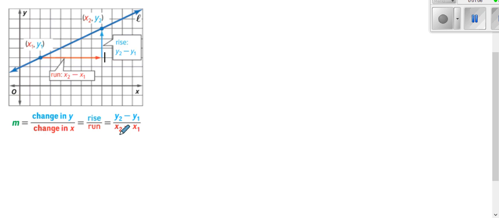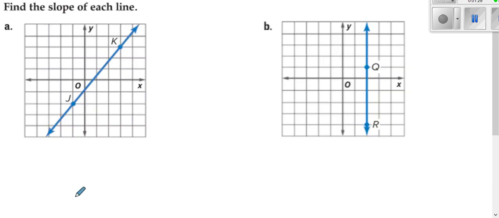Like I said, these are things that you should know from Algebra 1. This particular version of the equation right here, equals slope, is one that you absolutely need to know how to do for the problems that we're dealing with today, okay? So if you don't have that written down anywhere, you need to write that down. I would recommend memorizing it, but that's what we need to work with, and let's talk about how we can use it. So this one here: find the slope of each line.